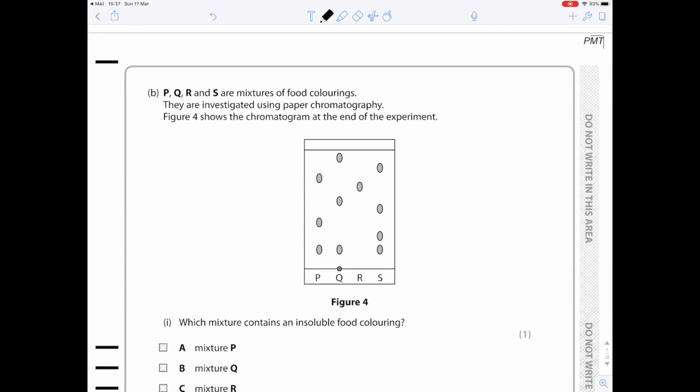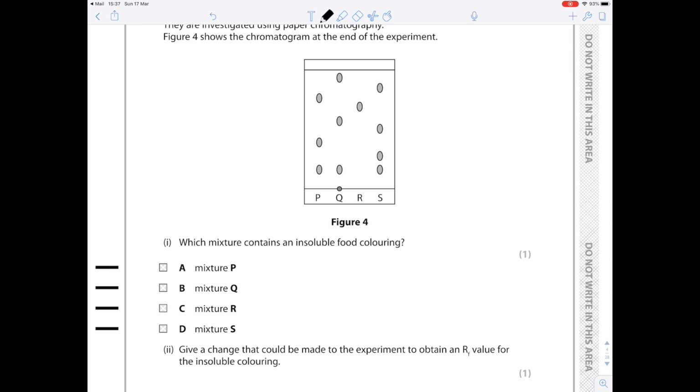B. P, Q, R and S are mixtures of food colourings. They are investigated using paper chromatography, and figure 4 shows the chromatogram at the end of the experiment. Which mixture contains an insoluble food colouring? So insoluble means that the food colouring or the ink doesn't move. So for it not to move, it needs to sit on the reference line, which means it's this one here, so that's Q. So we're going to put a cross on option B, mixture Q.